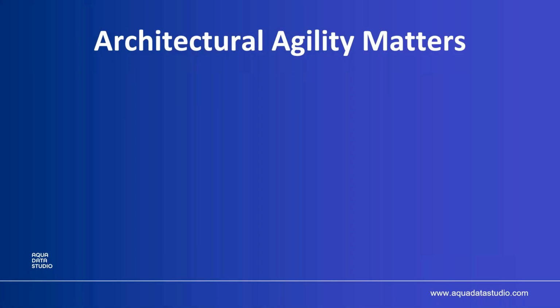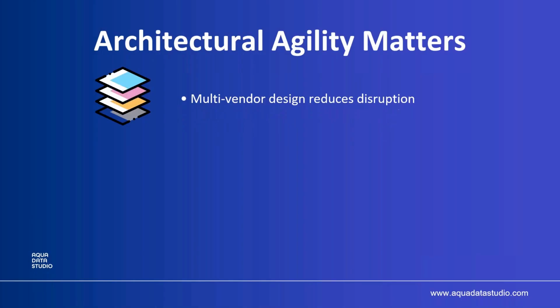And here we emphasize that architectural agility matters. And when you look at the teams that handle major transitions well, there is a pattern there. They made decisions years earlier that gave them breathing room. These teams choose tools that spanned multiple platforms.